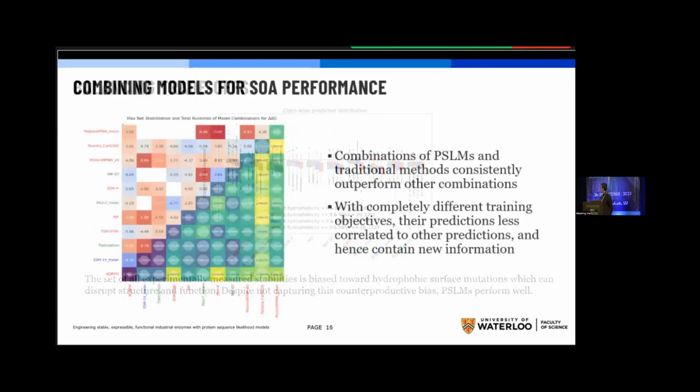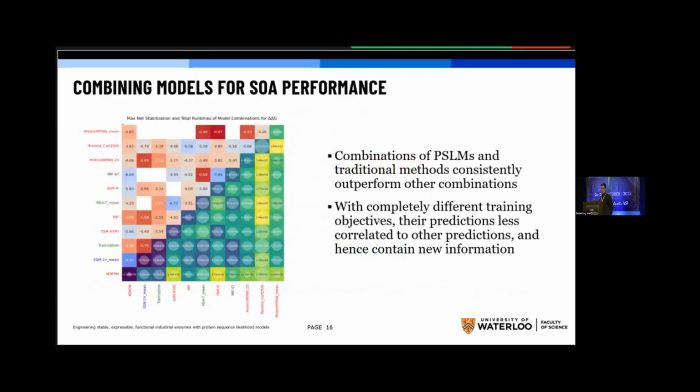Okay, and just briefly, all I want you to understand from this slide is that you can naively combine almost any combination of PSLMs and traditional methods, for example, combinations of Rosetta and all the different structural PSLMs here, and they have a higher overall stability increase when we look at the whole data set, approximately 50% higher than if we just look at the combination of Rosetta with itself or no combination. It's probably because their training data are so different and they bring together complementary pieces of information.